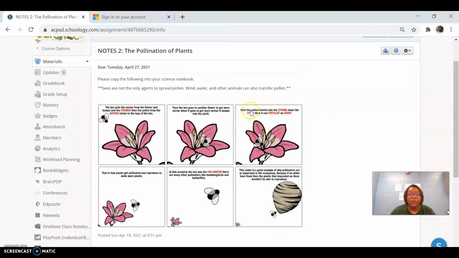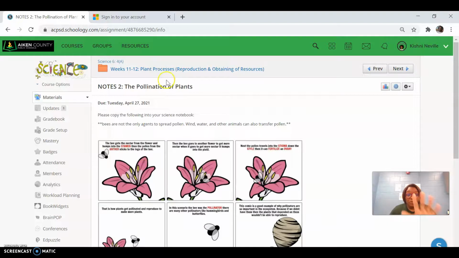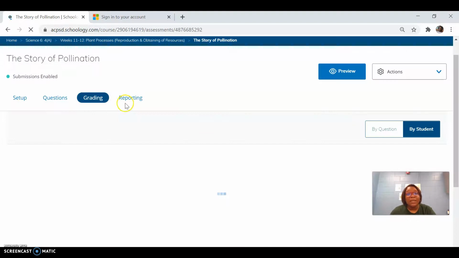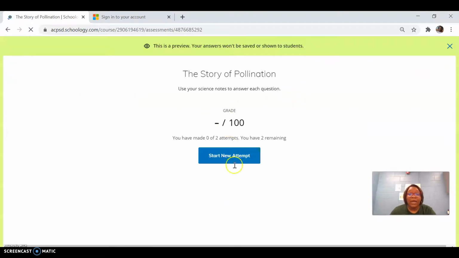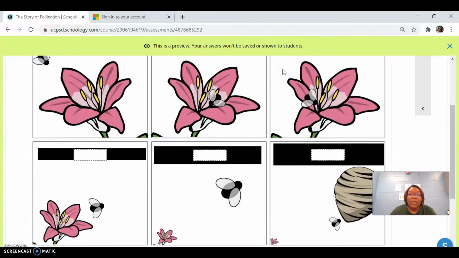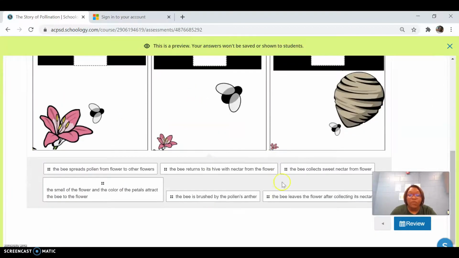Step 1, Step 2, Step 3, Step 4, Step 5, Step 6. So as you're looking at these, this picture by itself is going to help you with the story of pollination. Now, let me be clear. You are not going to see word for word copies because I want to see if you understand pollination. So when we're looking at these pictures and we're looking at the drag and drop options that you have here, what makes sense to go first? Then what would happen second? Then what would happen third?